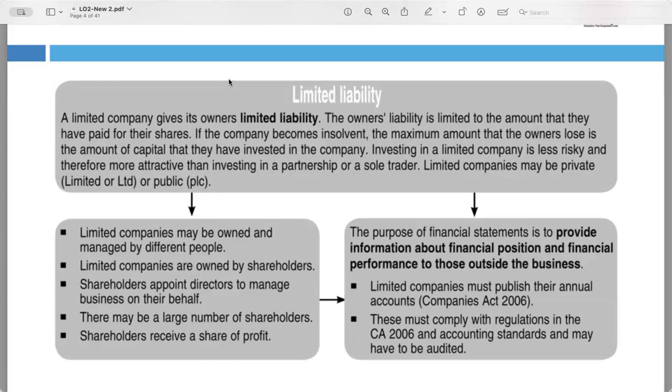Limited companies can be either private or public. In these companies, ownership and management can be separated. Shareholders who own the company elect directors to manage the business operations on their behalf. The separation allows for a potentially large number of shareholders, each receiving a share of the profit in the form of dividends.